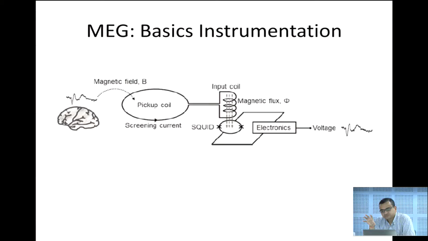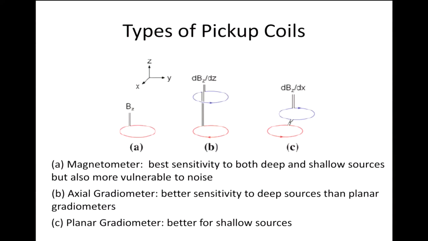Typical dimension of a standard SQUID is about 0.1 millimeter. Since the pickup coil has to be much larger, there are different versions of pickup coils. There are a lot of changes, and as I'm talking, more progress is being made. But on average, three types of pickup coils are used. One is called the magnetometer, which you can see on your left. Another is the first-order axial gradiometer, or the first-order planar gradiometer.